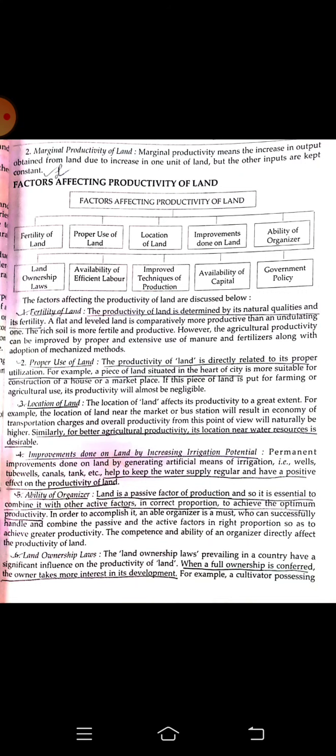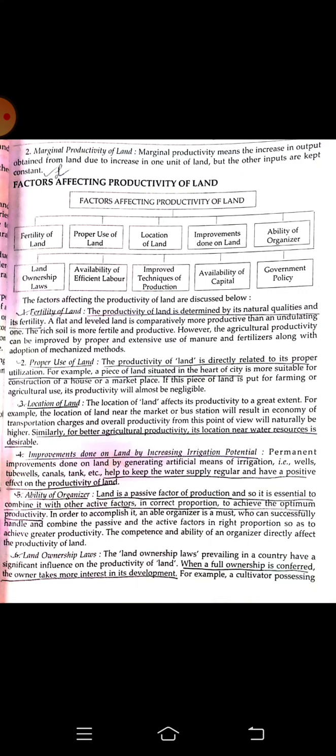Now third is location of land. Similarly, for better agricultural productivity, its location is very important. For example, if somebody is making a jute mill, that person will need jute, and that person will need a huge amount of water also. So the jute mill has to be built somewhere near the river bank. For example, if somebody is building a brick factory, they also need a huge amount of soil, they also need water, so that can be easily taken from the river bank.